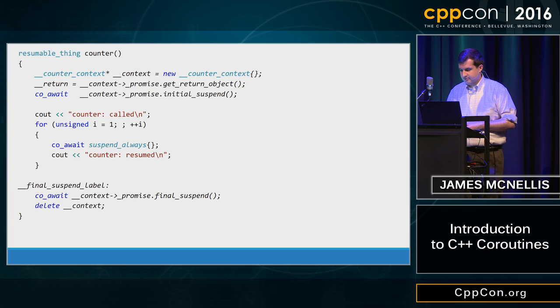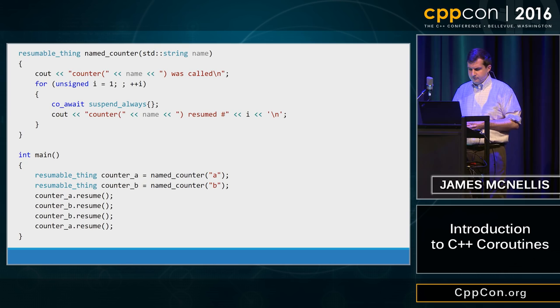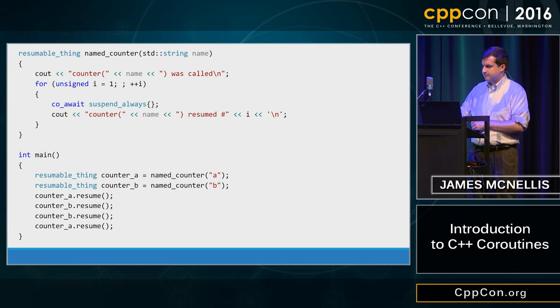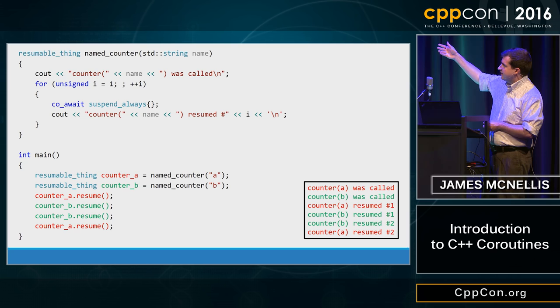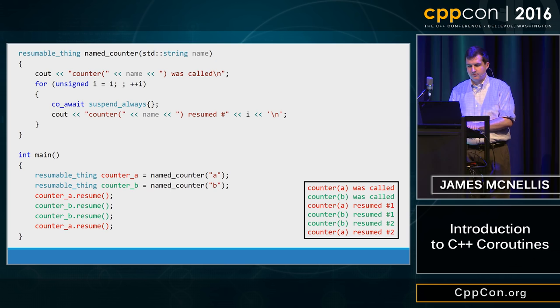So this is not the only thing that we can use this resumable thing coroutine for. We could also create another coroutine that uses that very same type that prints out a name along with the counter. So here, for example, we construct two of these counters named A and B, and then we resume them in an interleaved fashion. And the output of this function, you can see, it's going to construct the A coroutine, it's then going to construct the B coroutine, and then it's going to resume each of them, and you can see that these are totally in parallel. There's no interaction between the two of them, they're independent. We can resume or destroy one of them without affecting the other one.